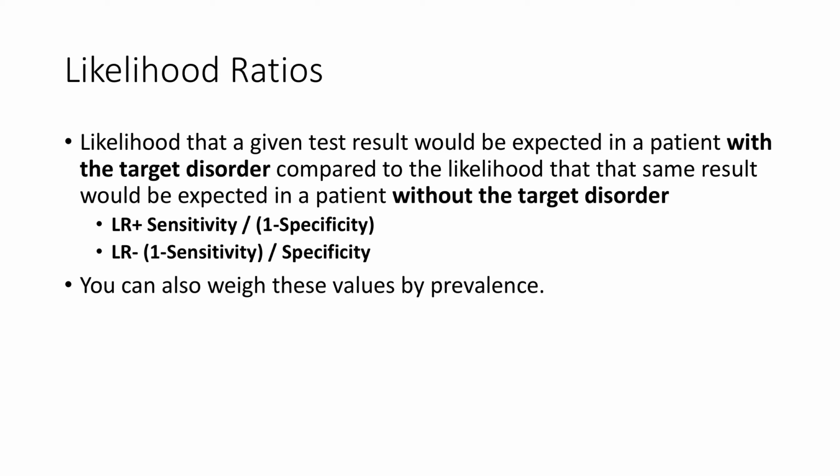A likelihood ratio for negatives, so this is like getting a negative result on the test, is 1 minus sensitivity divided by specificity. And we want those numbers to be low because if I have the disorder, I want to know I have it, and so getting a negative test is bad. We want these numbers to be close to 0, meaning that the likelihood of me getting a negative test when I should get a positive test is very low. You can also weigh those by prevalence. I can take those ratios and weigh them by the likelihood of the disease overall and see what the ratios are in that case.